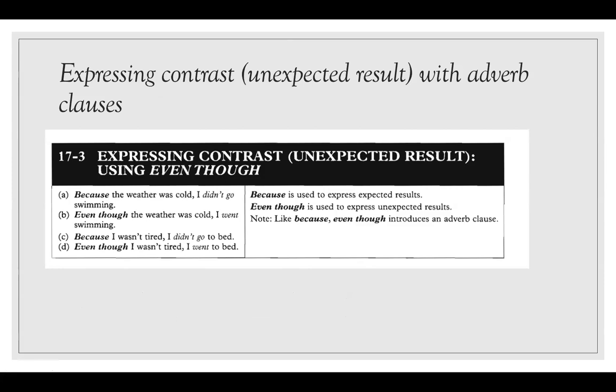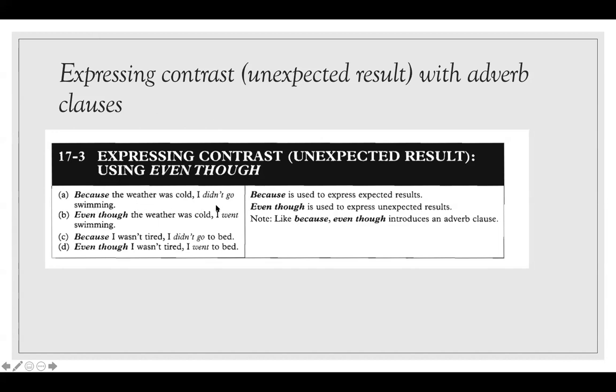But adverb clauses can also express contrast. So, contrasting ideas. Because is used to express expected results, even though is used to express unexpected results. So this is when we're contrasting ideas or events. Because and even though introduce an adverb clause. We already saw because earlier when we were talking about because as an adverb clause of cause and effect. Well, Azar also counts it as an adverb word for expressing contrasting ideas.